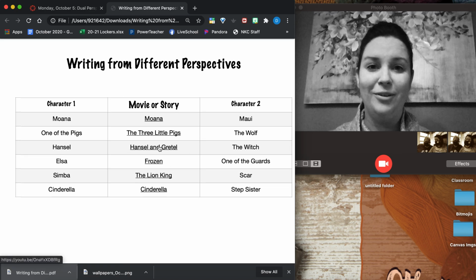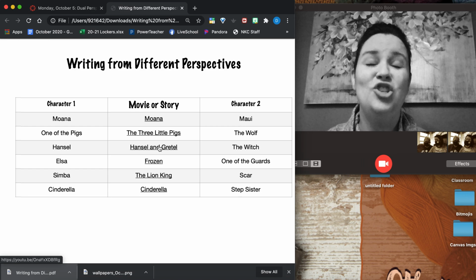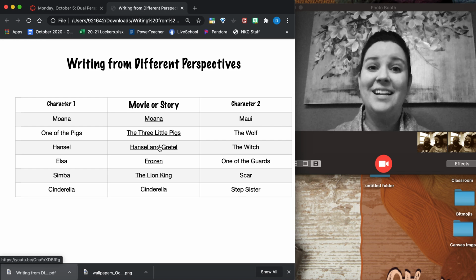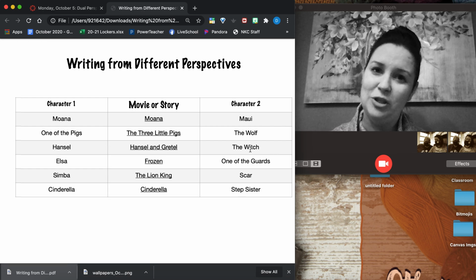Similarly, Hansel and Gretel, that's the one that I'm choosing today because this is a story that my son and I just read recently, and I already started thinking, well, what is the witch thinking right here in this part? So that's the one that I'm choosing today. But you could write from Hansel's perspective or the witch's perspective.